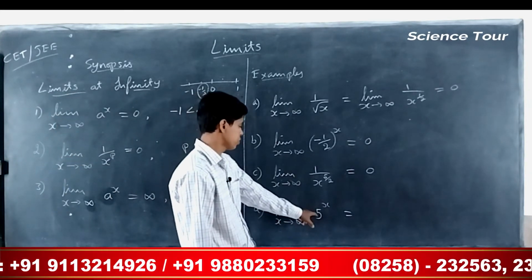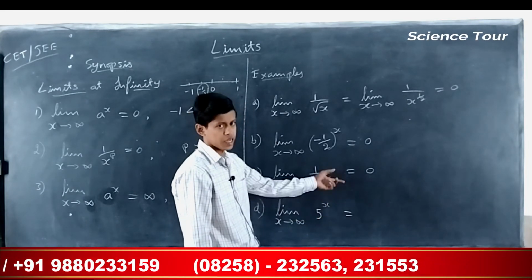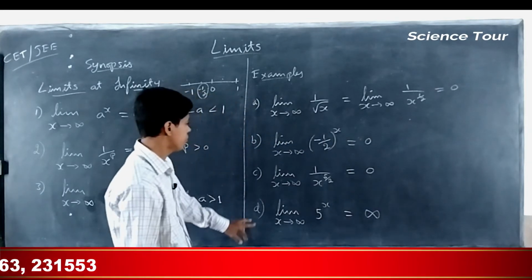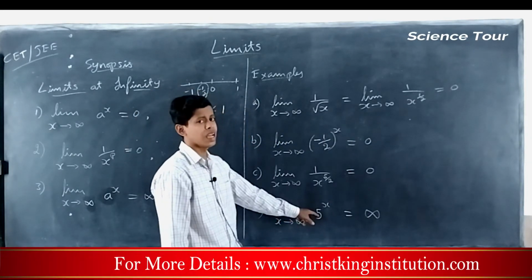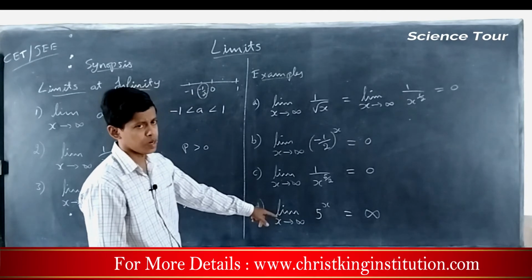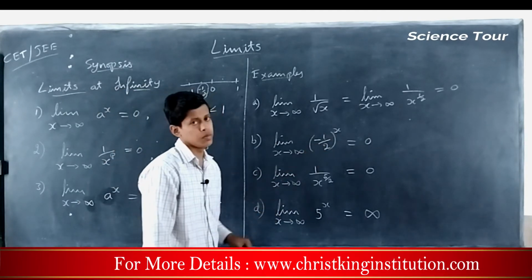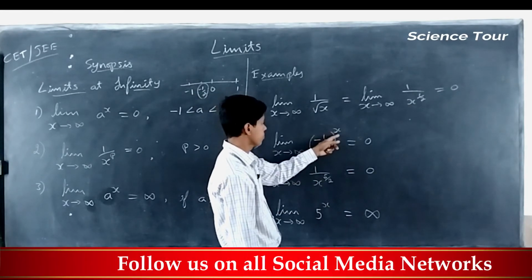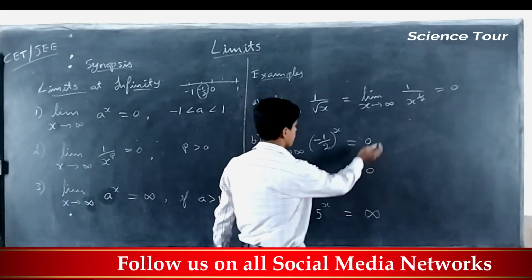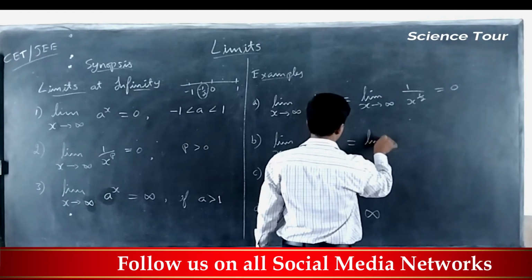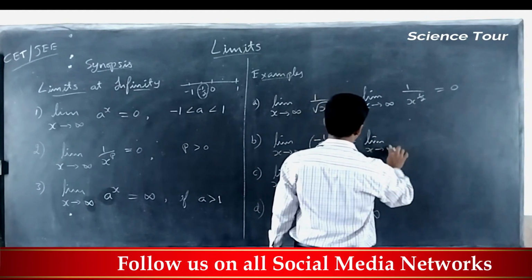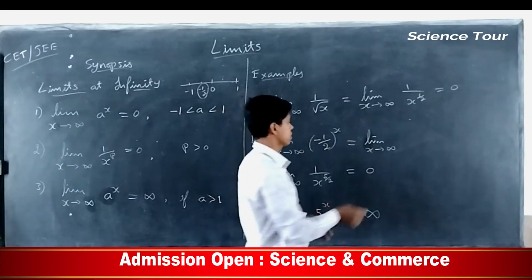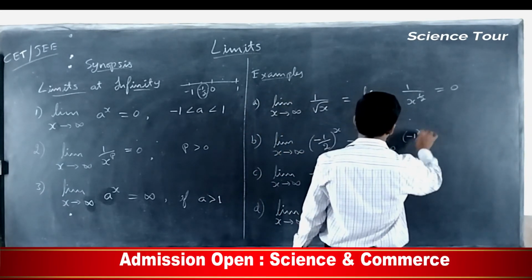So you have to substitute infinity here. 5 raised to infinity is infinity. If this value is less than 1 and greater than minus 1, then the answer will be 0, because you will get, say, this is nothing but the limit of minus 1 to the power x, or 1 to the power x.